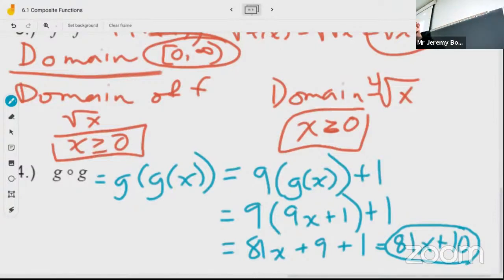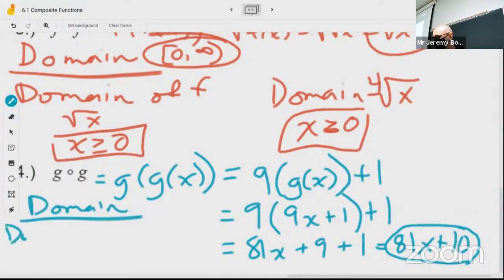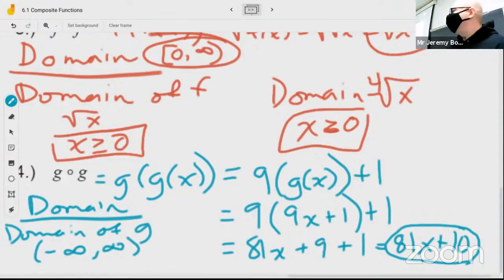All right, let's talk about the domain. So what's the domain we're going to look at first? Domain of G, that's our inner function. And what's the domain of G? Negative infinity to positive infinity. There's no x in the denominator. There's no variable under an even root. So there's no restrictions on the domain here.